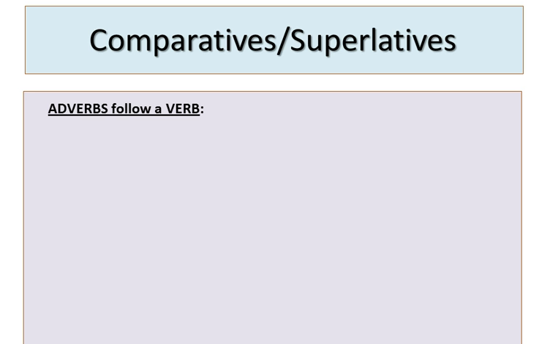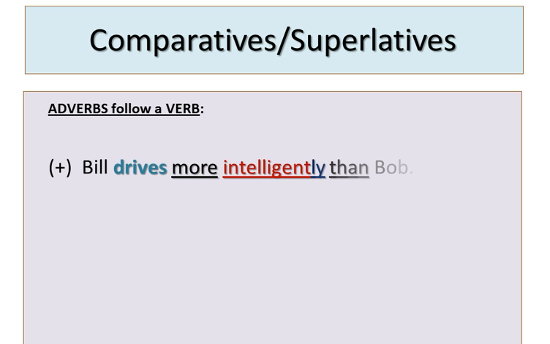We begin by saying that adverbs follow a verb, whereas adjectives tend to precede or come in front of the noun. Here is the positive form, the plus form, and please note that instead of is, am, are, was, were, we're now using verbs like drive, eat, sit, and so on. Bill drives more intelligently than Bob. Plus que. Same as before, but now we've added ly.